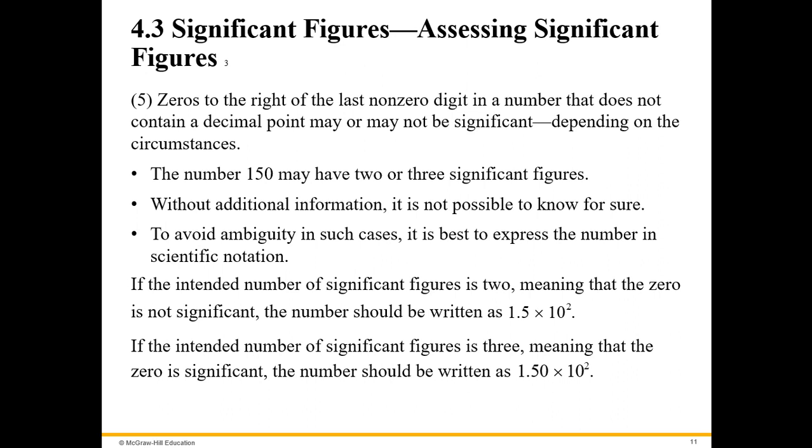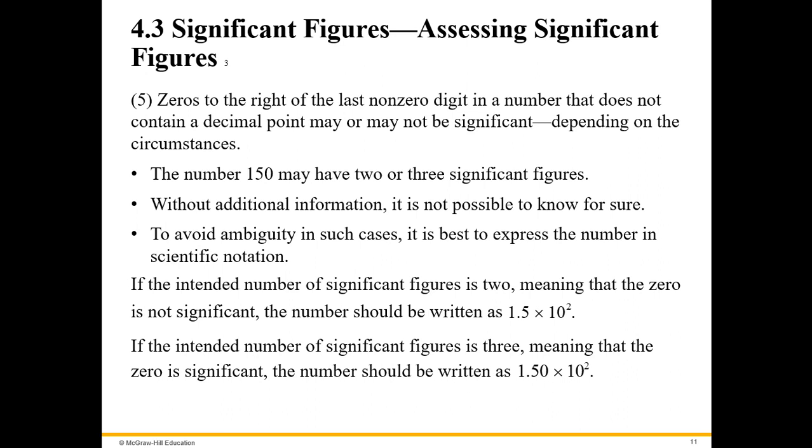And then the fifth rule: zeros to the right of the last non-zero digit in a number that does not contain a decimal point may or may not be significant depending on the circumstances. What are these circumstances? The number 150 may have 2 or 3 sig figs. Without additional information, it is not possible to know for sure. To avoid ambiguity in such a case, it's best to express the number in scientific notation.